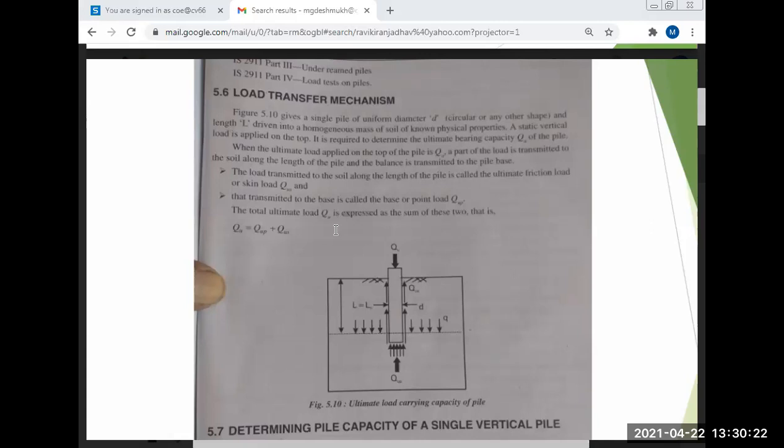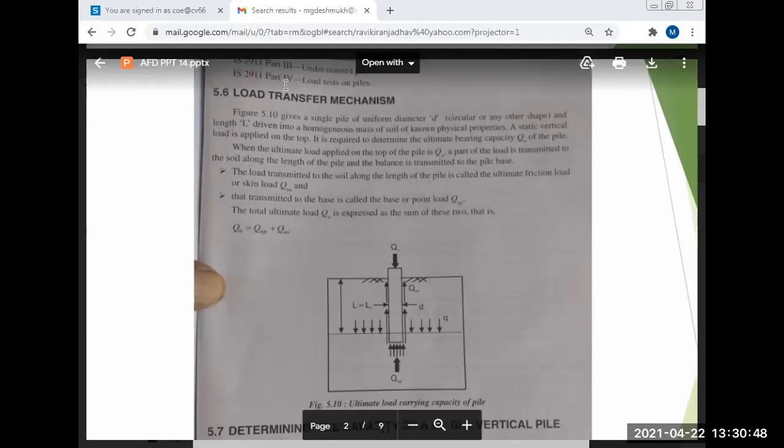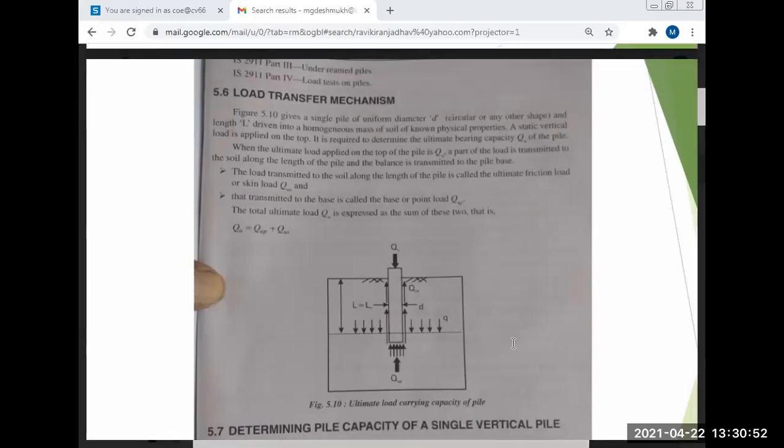Got the idea, please? आया समझ में सबको? So how is the load transferred in pile? It is transferred in two ways. First is at the end of the pile, at the bottom of the pile. Such piles are called end bearing piles, and that is denoted by QUP. And second is the load transferred through the soil surface, and such piles are called friction piles.